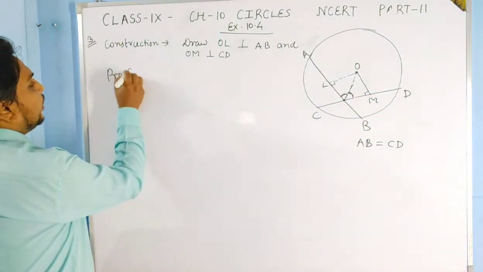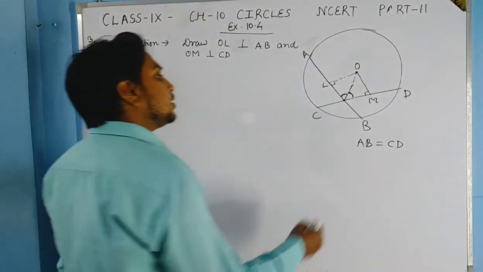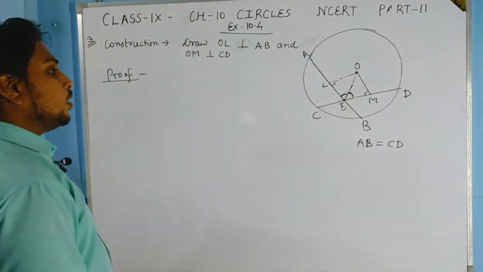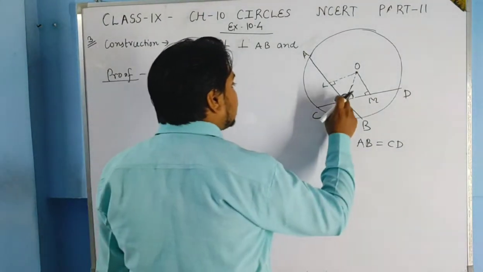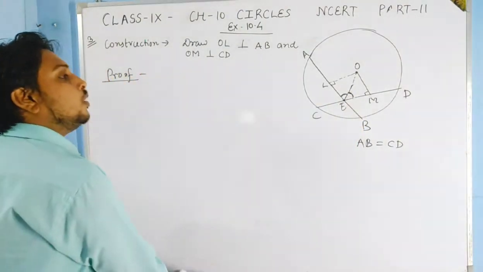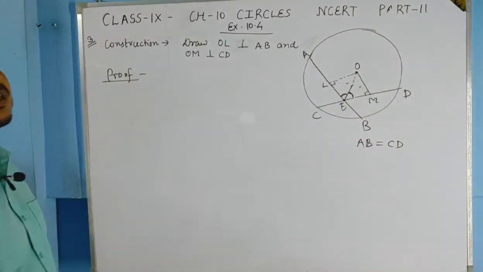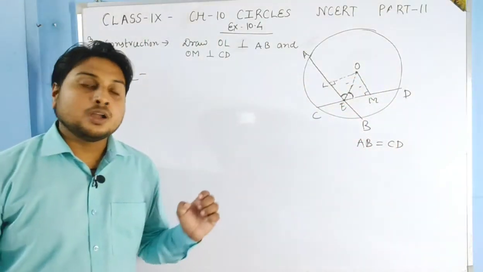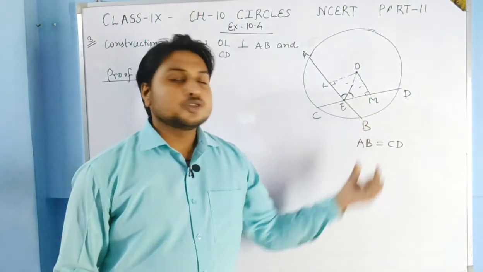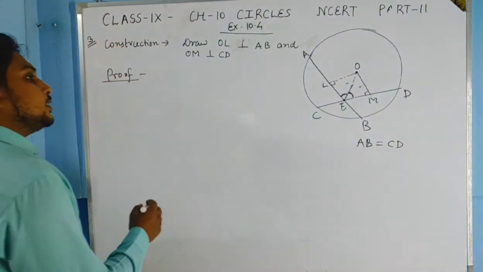Now coming to the proof part, how will we prove it, students? Suppose the intersection point is E. Okay, to show that these two angles are equal, students, if somehow we show that these two triangles are congruent, then we can easily say that these two angles are corresponding angles of these two triangles. So we can easily show that these two triangles are congruent. How will we show it? Let us see.